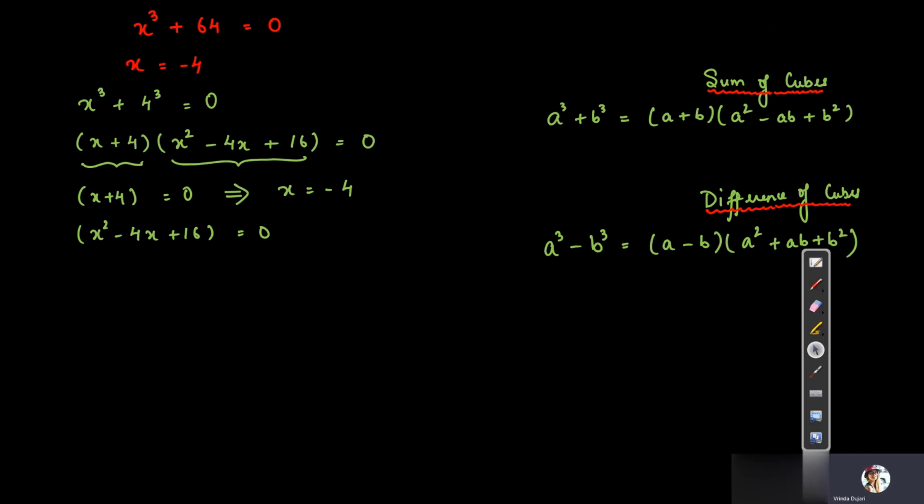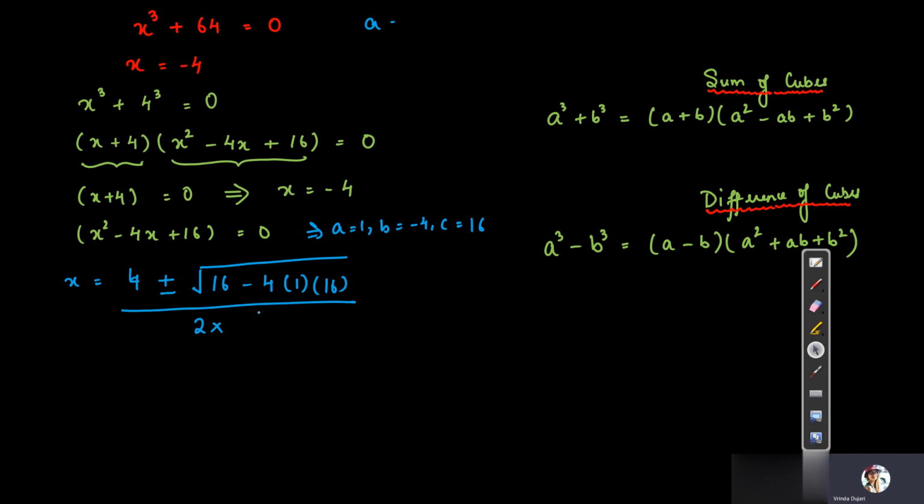Okay. So in this case, we will have to apply quadratic formula. Okay, so let's apply quadratic formula. So x will be equal to negative b. So let's just write a here is 1, b is negative 4, and then c is 16. So negative of negative 4 will be positive 4 plus and minus square root of b square minus 4ac. b square, that means negative 4 square, so that will be 16 minus 4 times a is 1 and c is 16. Okay, then 2 times a is 1. So 4 plus minus, so that's just 16 minus 64, so it'll be negative 48. Yes, negative 48 over 2.